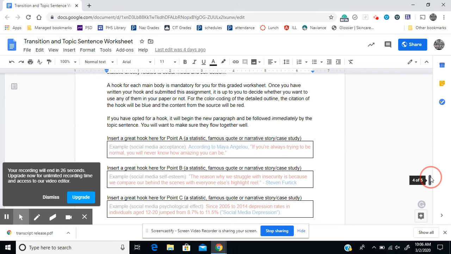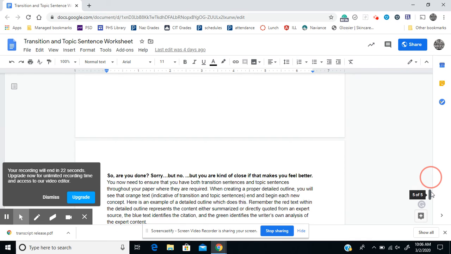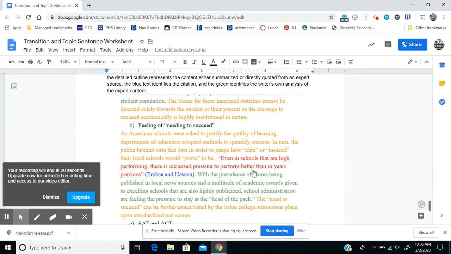So you go ahead and try these hooks and see if you can enter them into your paper. You would actually, in the detailed outline, be placing the hook right before the topic sentence. So in your detailed outline, we have orange indicating a transition sentence and another color indicating a topic sentence. However, a hook would go right before that, and that can be a fun way to work on your paper. You guys can create great transition sentences and topic sentences.